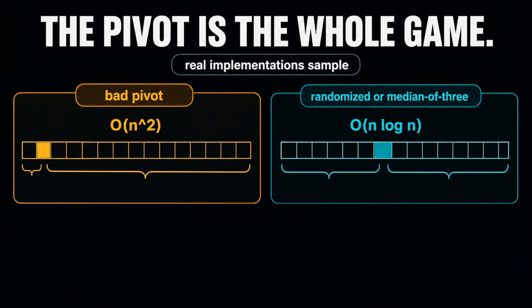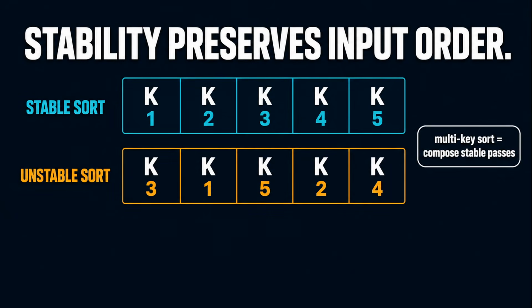The .sort in your standard library is not a clean textbook Quicksort. It is a Quicksort plus a sampled pivot, plus an insertion sort fallback for small subarrays, plus often a switch to heap sort if the recursion gets too deep. Now, the property nobody mentions in interviews and everybody hits in production: stability.